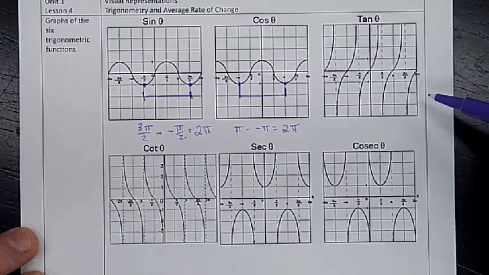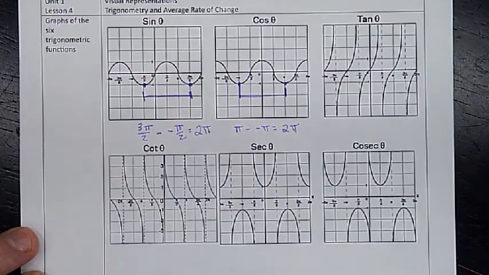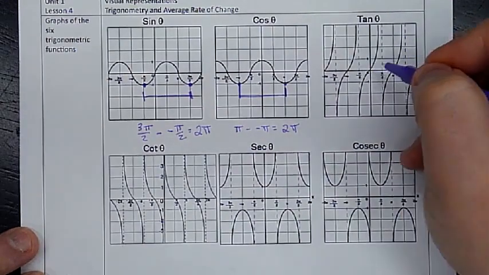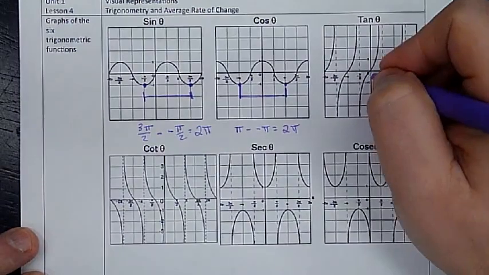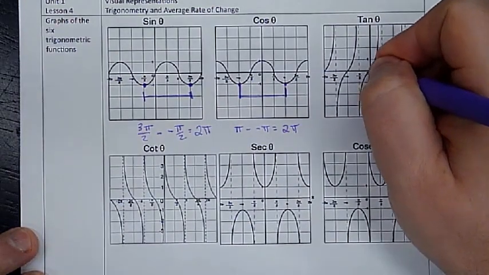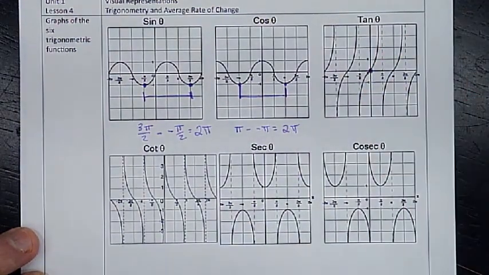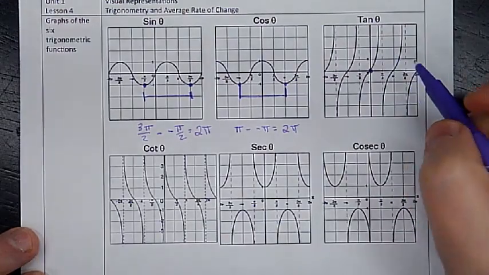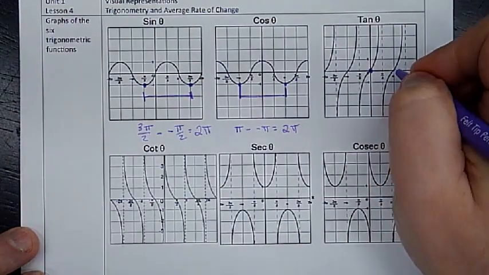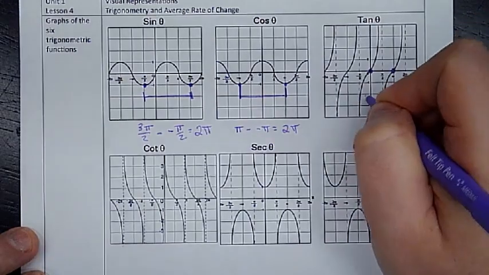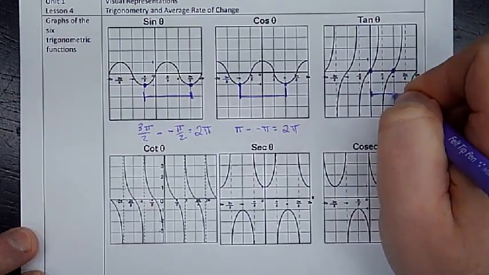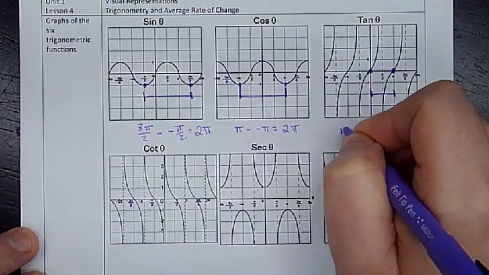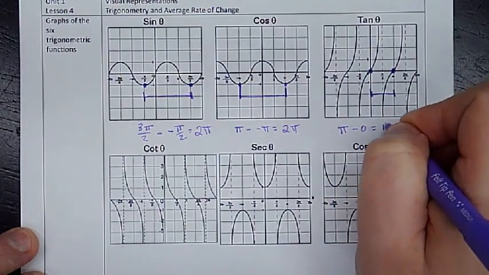When I'm looking at the tangent function, I have a couple different options. One thing that I could do is choose the x-intercept. So here is one x-intercept, which is at 0. I chose that one because it's very easy to work with. If I move to the right, the next x-intercept happens at pi. So that's the distance I'm looking for. Pi minus 0 equals pi.